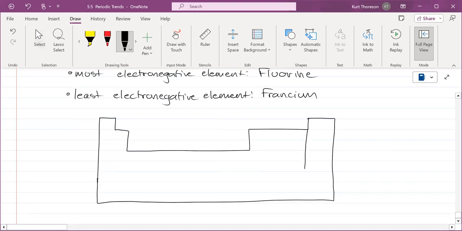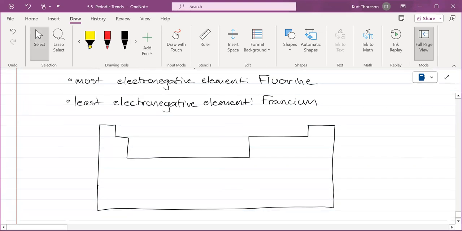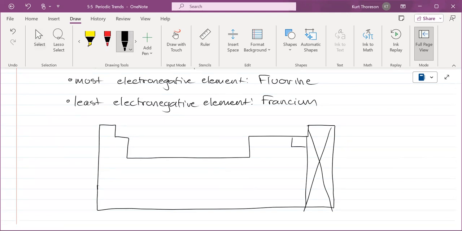We are going to exclude the noble gases. Electronegativity is all about attracting electrons. Why don't the noble gases have to attract any electrons? They're already stable. There's no purpose. They're eternal bachelors and bachelorettes. So fluorine, right here, is the strongest. And francium, way down here, Fr, is the weakest.